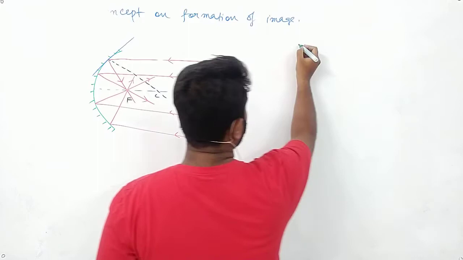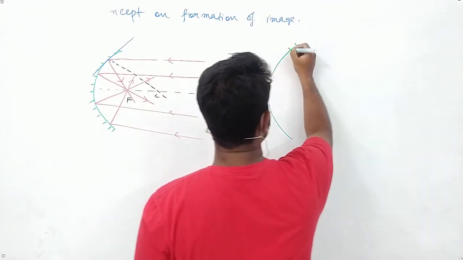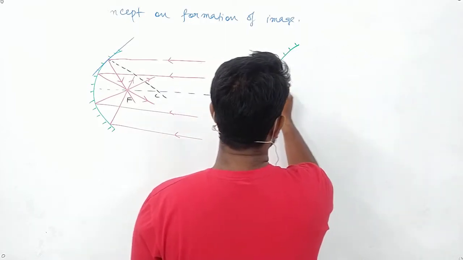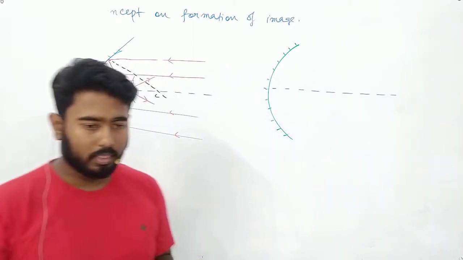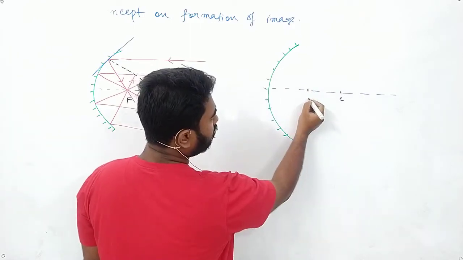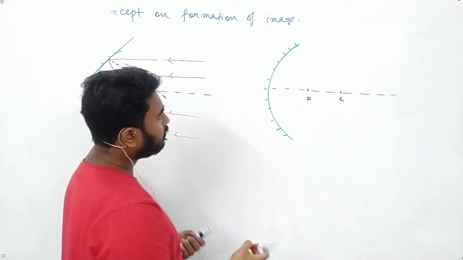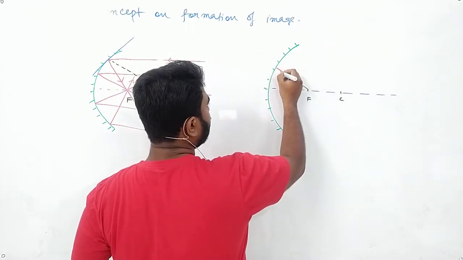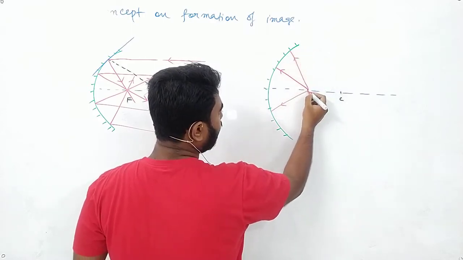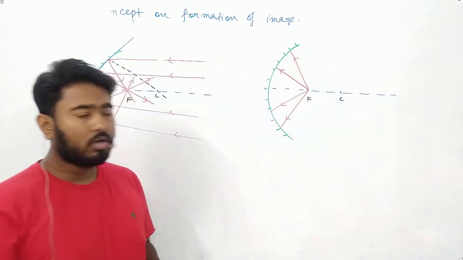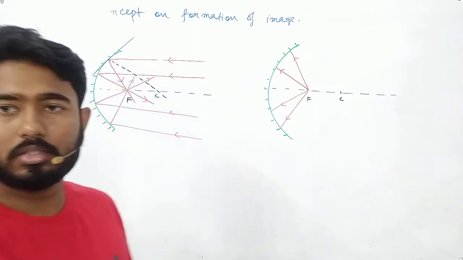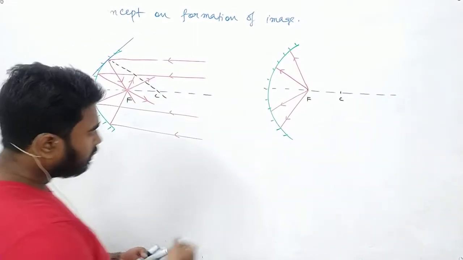Suppose I draw the same mirror and I have the principal axis here. Okay. Let this be the center of curvature. Let this be the focus. What will happen if rays of light emerge out from the focus and fall on the surface of the concave mirror? Draw the diagram first.